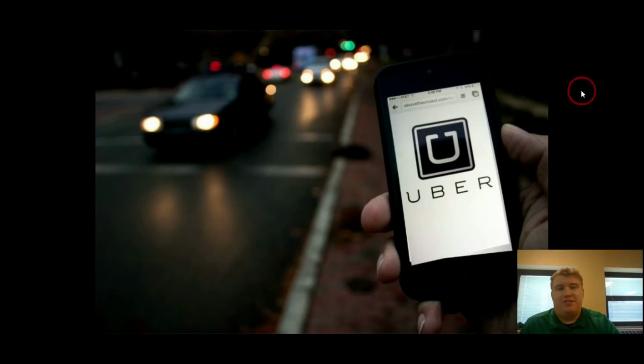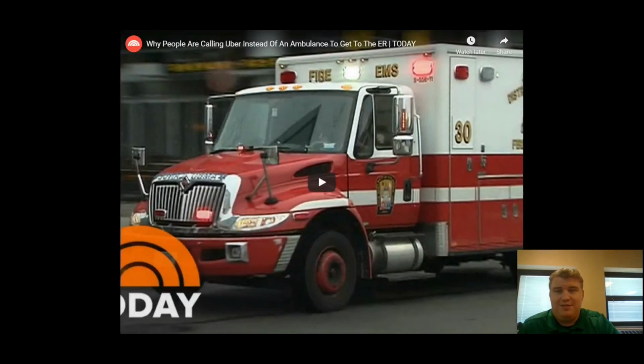A latent function can actually be this. All right. And if you watch the video, and I hope you guys do because it's a really, really good video, people are calling Ubers now for ambulances. Now, why would they do that? Ambulances cost a lot of money. All right. An Uber costs a fraction of what an ambulance actually costs. So that's where we get a latent function of society.